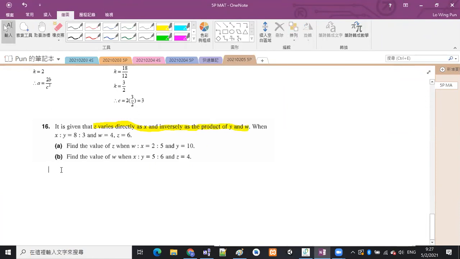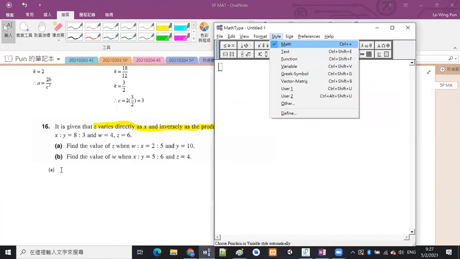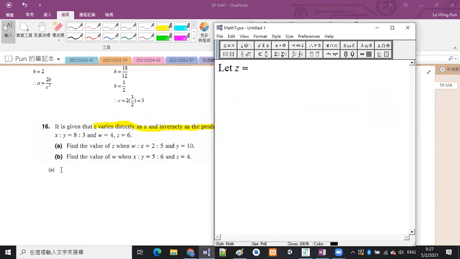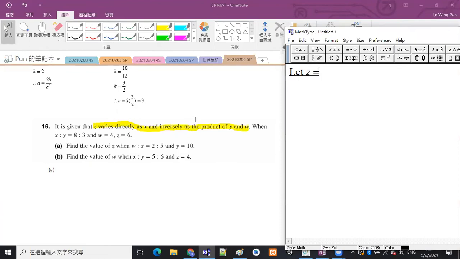Let Z equals. Do we have inverse variation this time? Yes, we have inverse variation. So we need a fraction with the K on the top. Okay? And then what is also on the top? Is there any direct variation? Yes. Z varies directly as X. So we put the X on the top. And inversely as the product of Y and W. So what is meant by the product of Y and W is just Y times W. So Y times W will be put on the bottom, Y times W, or just YW.